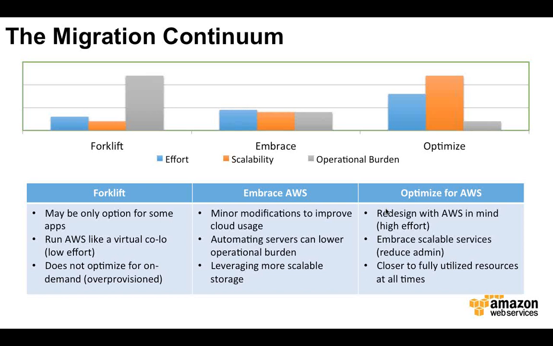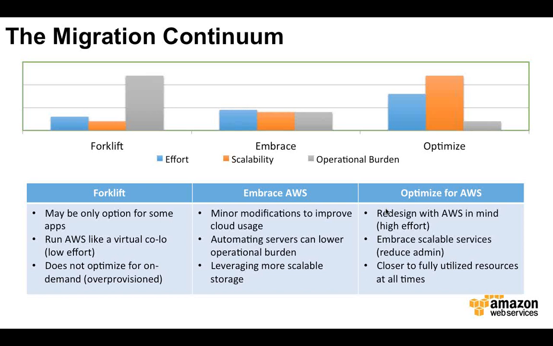Now, optimizing means, as a first step, when we say embracing the cloud, you could run some scripts to start and stop your instances when you don't need them. Typically, this is not done within your data centers, but on AWS, you get a lot of benefit. You can save a lot of costs.